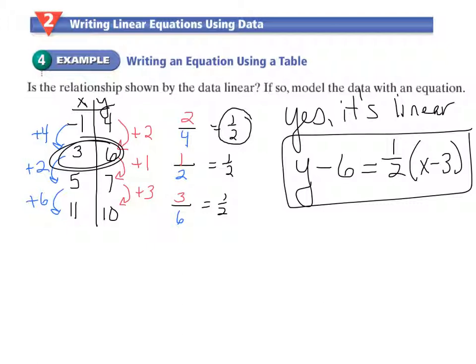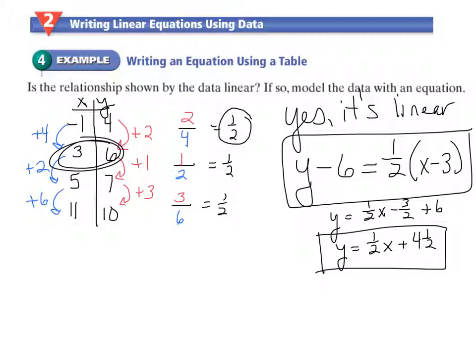My favorite is I always like to go one step further, and I do always like writing it in slope-intercept form. So you could do that. So you could take y minus 6, okay, distribute the 1/2, and then I add the 6. So that gives us 1/2 x. 6 minus 1.5 would be y equals 1/2 x plus 4.5. You could have plugged in any one of these points and you would have gotten the same answer. I would accept either one of these as a correct answer.